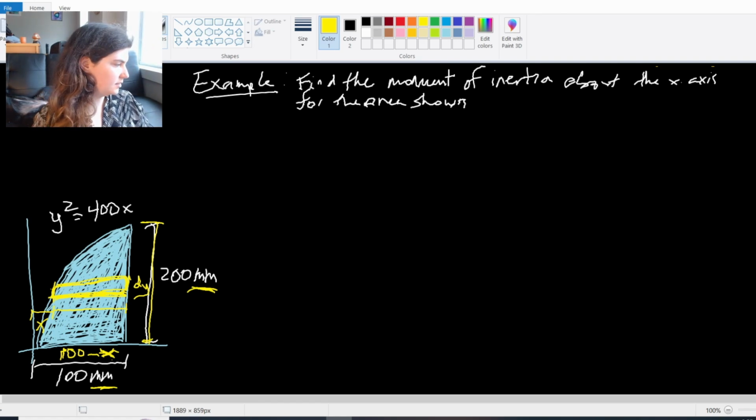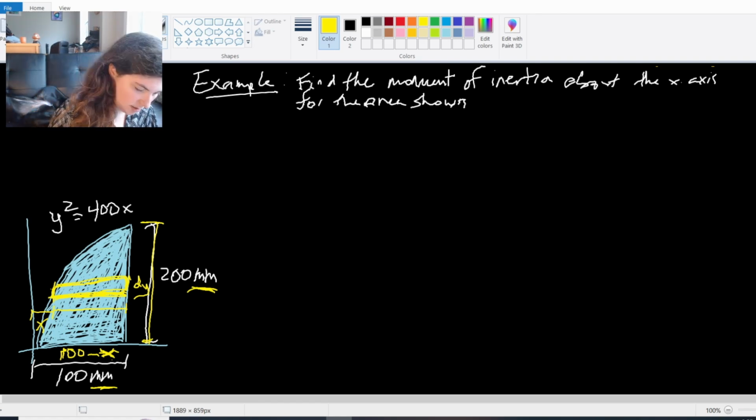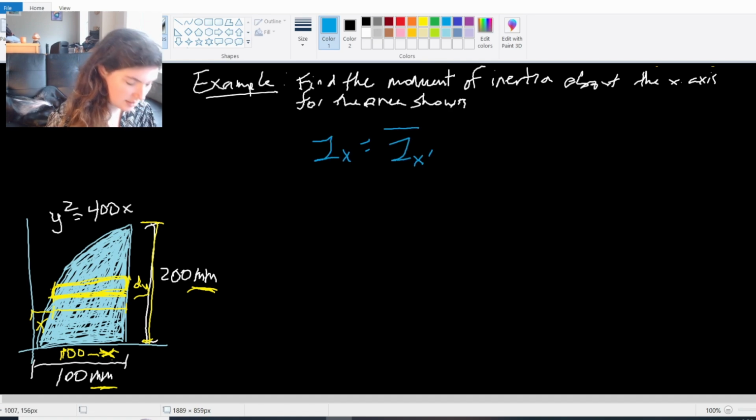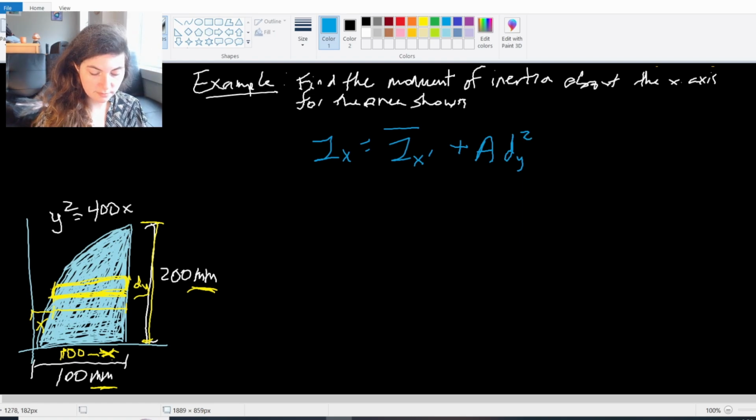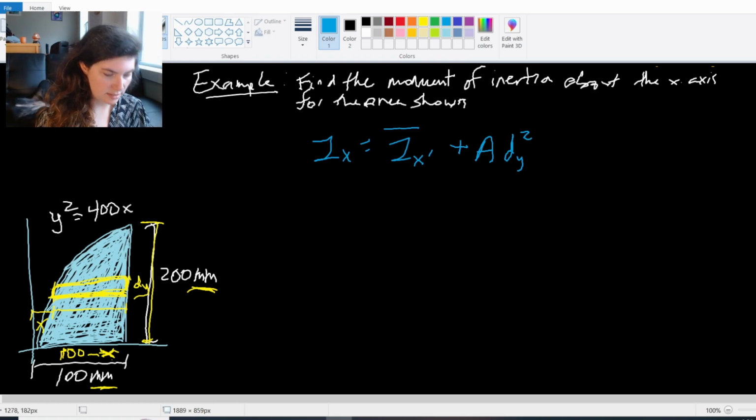Our parallel axis theorem said, and this in blue sounds good, I sub x is the moment of inertia about the centroidal x-axis for our differential slice, plus area times distance from the centroid to y squared. And again, we often see this as an integral.